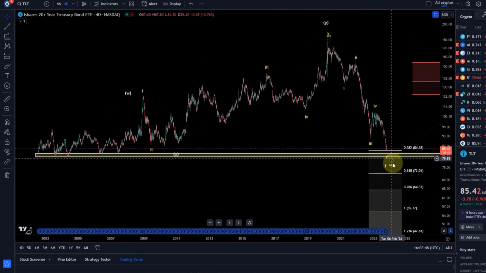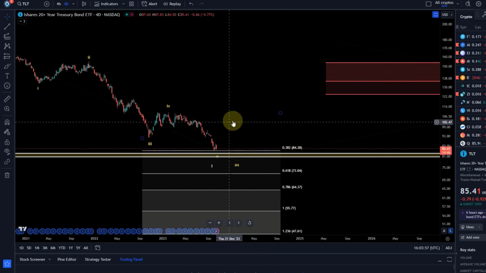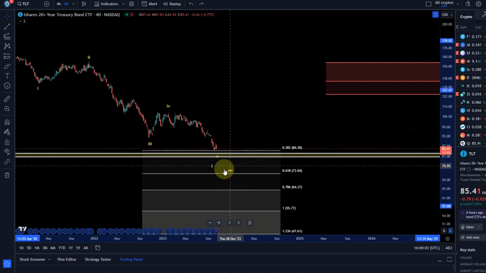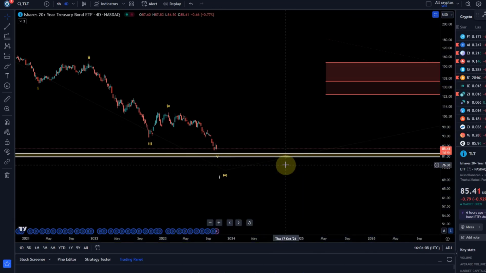So what I'm highlighting is, if we break below this support region, so we have structural support, as well as the Fibonacci support at $84.30, which we're holding at the moment. If we break below that level, it should take us down to around about 72. So that could just be an extension of this wave 1 or A wave. But I think we are quite extended to the downside.